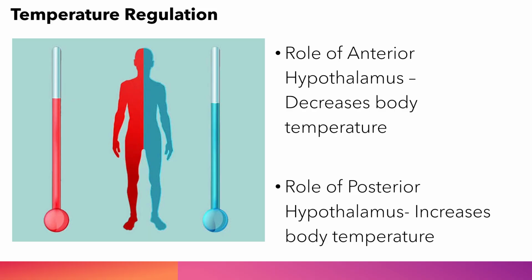Next is the temperature regulation, which can be easily remembered as the anterior hypothalamus, which is forward, it decreases the body temperature, and the posterior hypothalamus, which is backward, tends to move forward, which increases the body temperature.